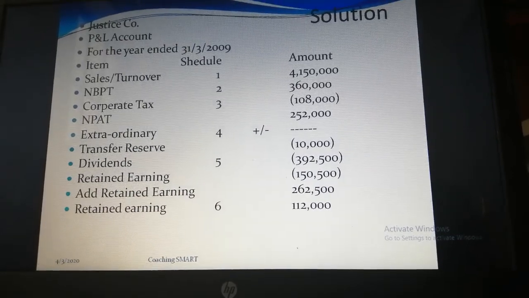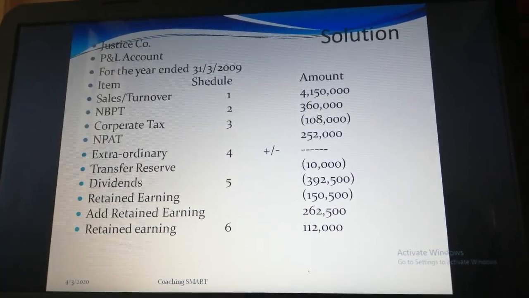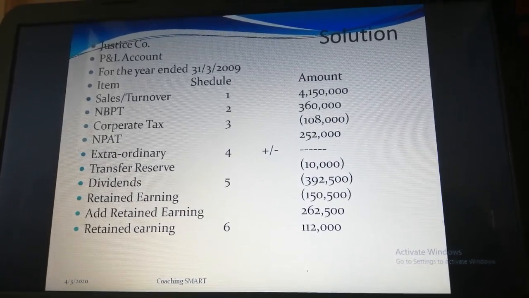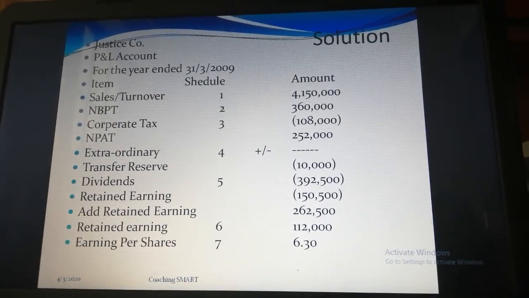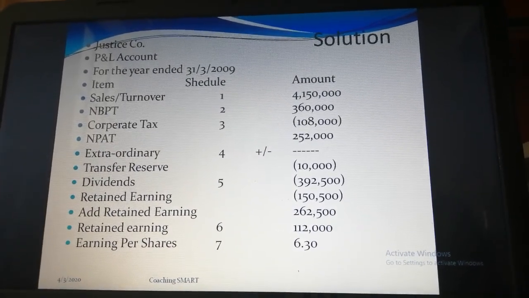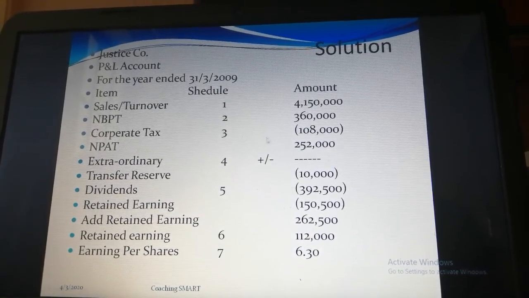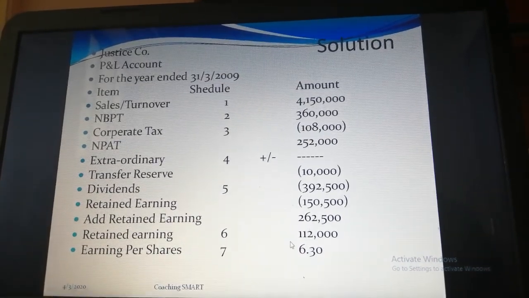You add retained earnings for the previous year, 262,500. We have retained earnings which is 112,000. Now our earnings per share is 6.3. You say the net profit after tax divided by the number of shares, you get the amount.